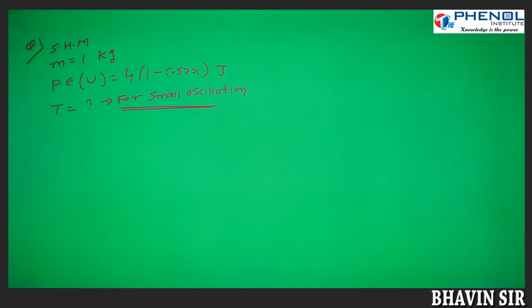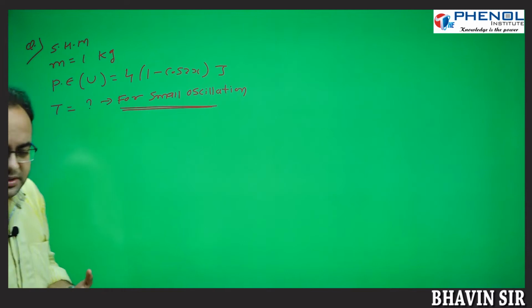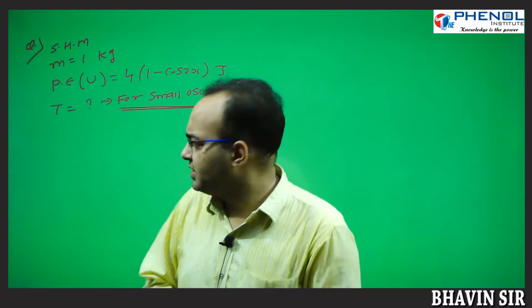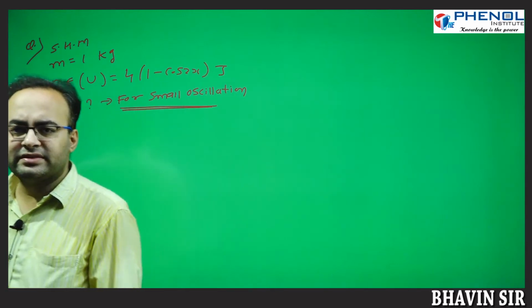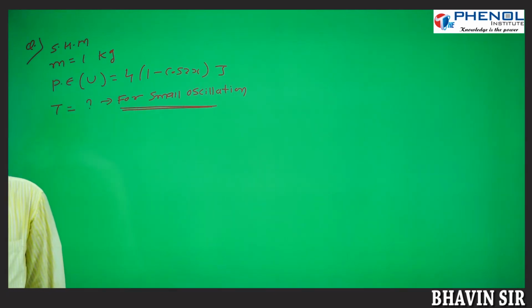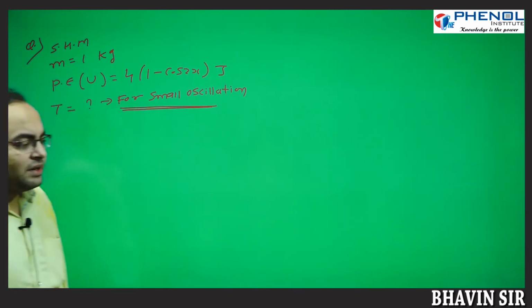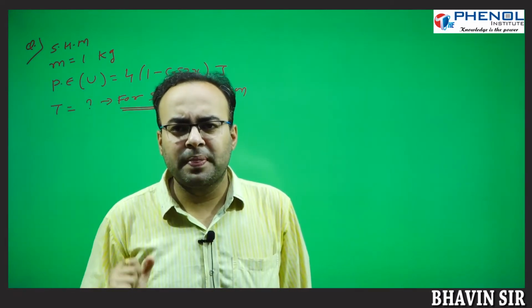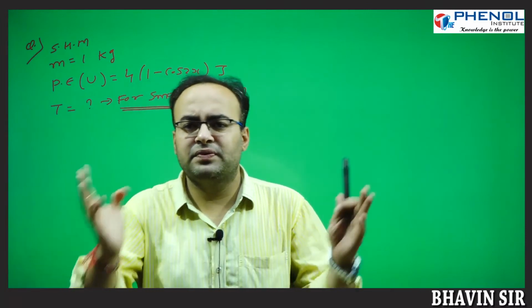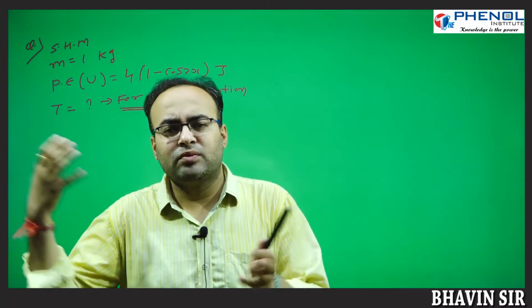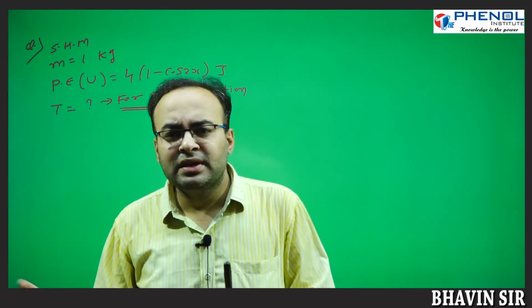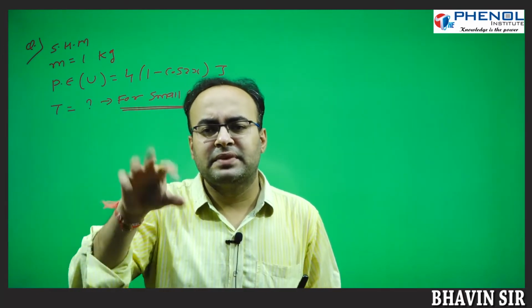Students, first from the potential energy, whenever the potential energy is given, students, equation of potential energy, this is not the exact potential energy but it is the equation. So whenever the equation of potential energy is given, then first find force. From the force we find acceleration. Then what is the general formula of acceleration? Omega square x. Then find omega and then time period.